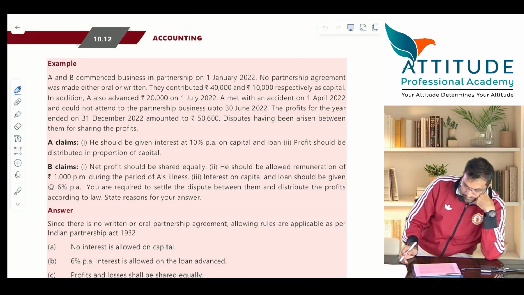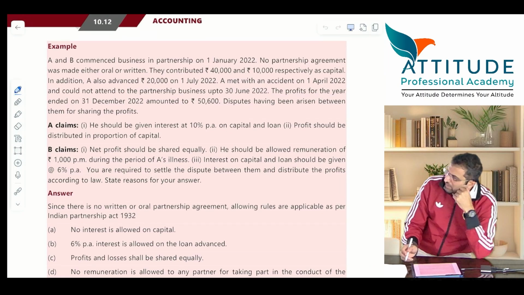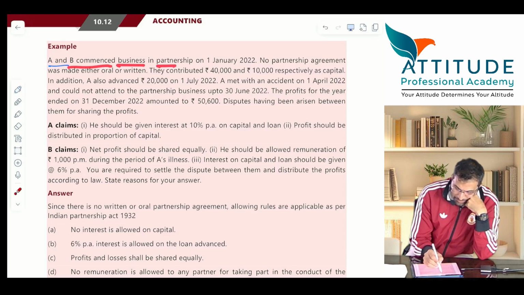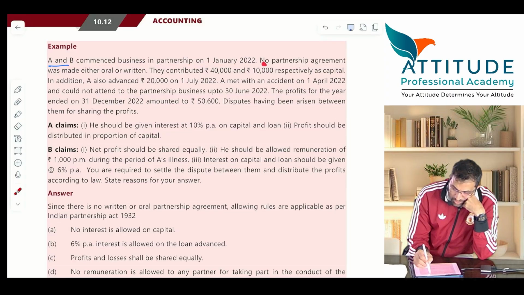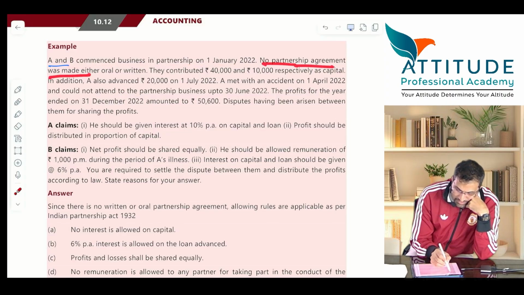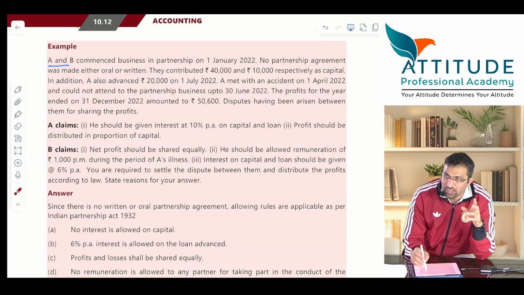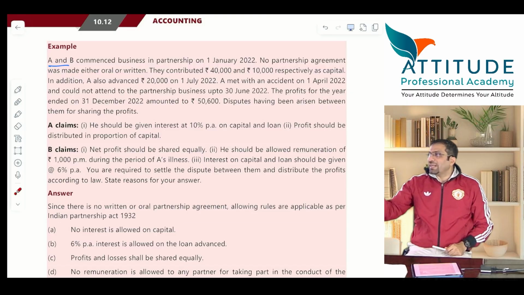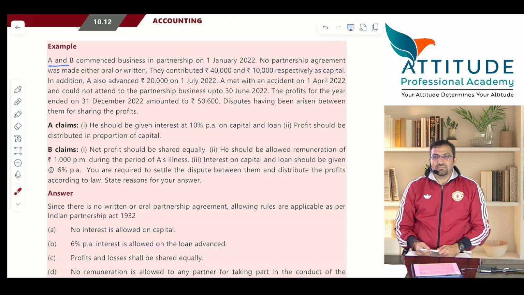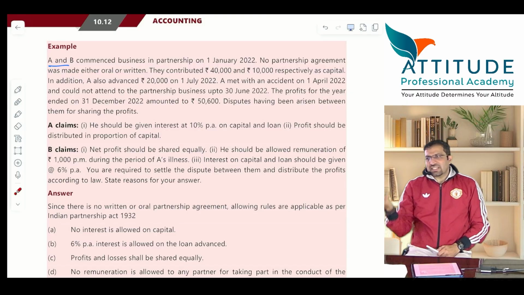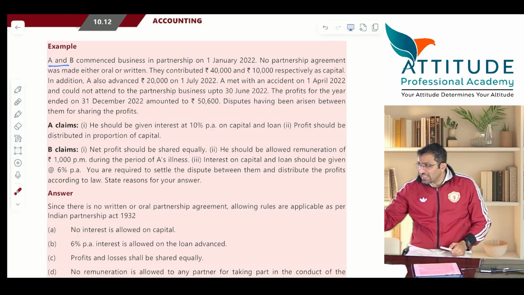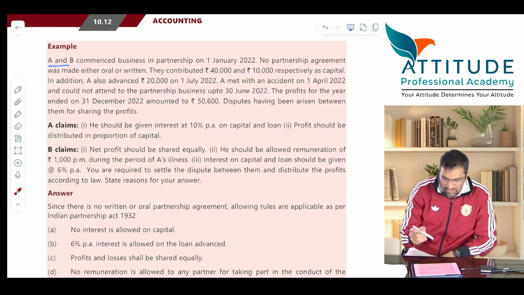इधर आओ. Example, important example, I'll read it for you. A and B commence business in partnership on 1st January 2022. No partnership agreement was made, either oral or written. Very, very important. No partnership agreement was made in oral or written. Means there is no partnership deed only. Just like that they have started the partnership. Yes, we can start. How it is started we'll see in detail in law. You don't have to worry about it.